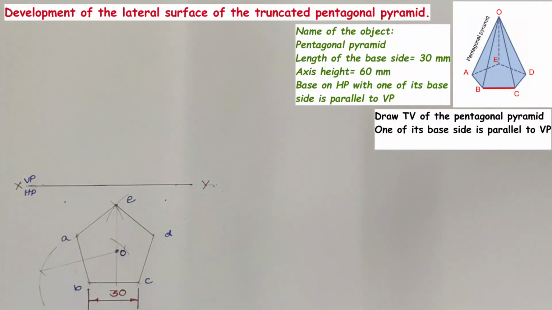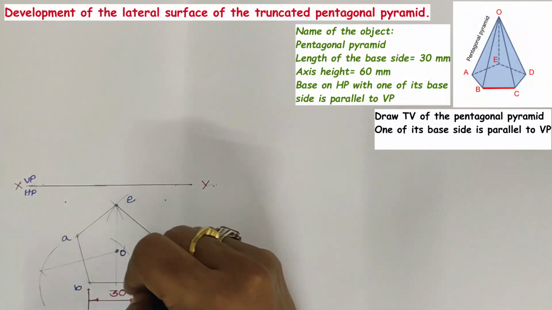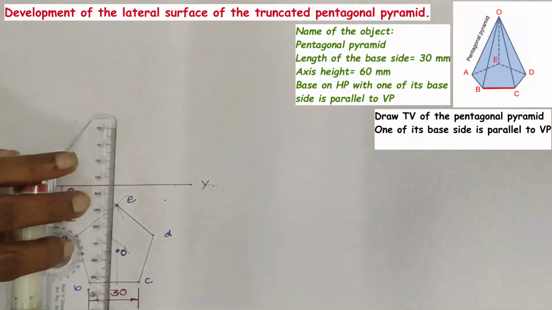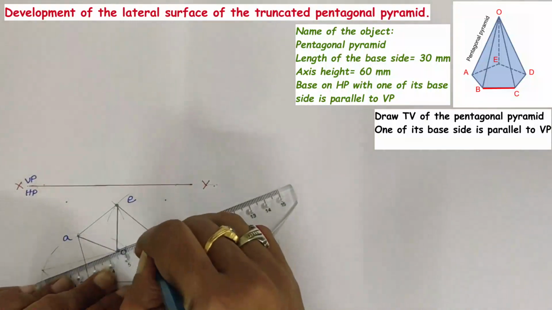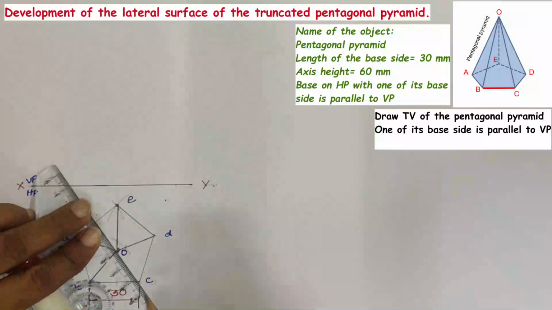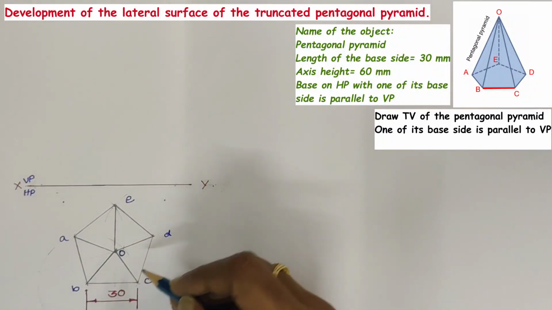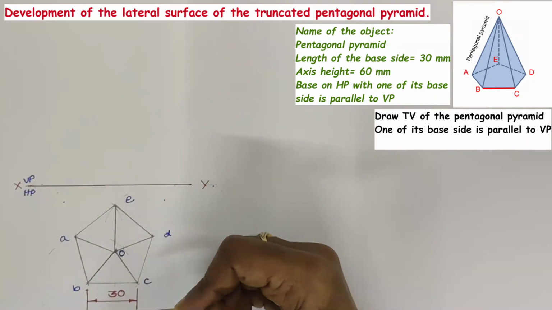In order to draw images of the slant edges in top view, we will join the points OA, OB, OC, OD and OE with straight line segments. This is the top view of the pentagonal pyramid when it is resting on its base on HP so that one of its base sides is parallel to the vertical plane. Then we will move towards drawing the front view of the pentagonal pyramid.